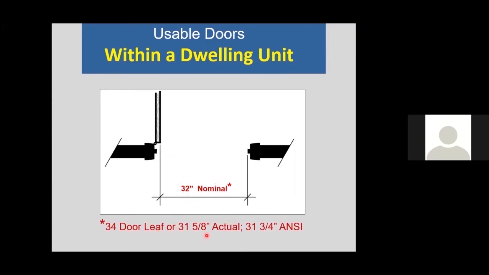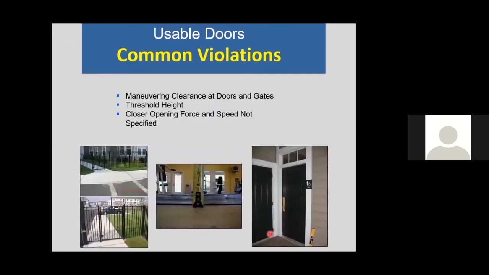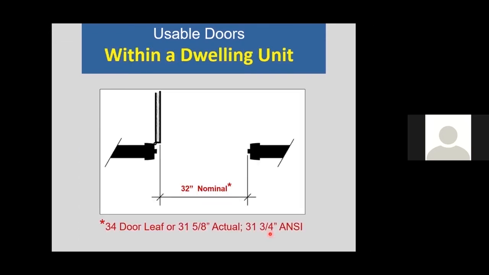HUD's design manual calls it 31 5/8. The ANSI standard, the 2009, is 31 3/4. This is important for designers. When you're selecting your doors, you need to pay attention to the thickness, because that will reduce the opening width and can get you to less than 31 3/4. This applies to all doors intended for user passage within the unit. It could even be into a large walk-in closet.